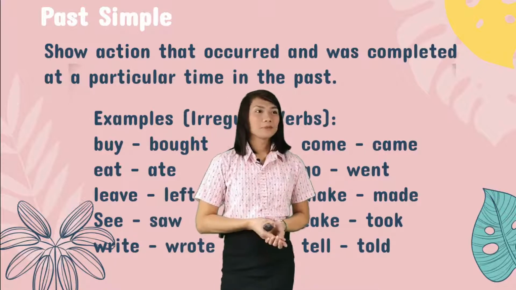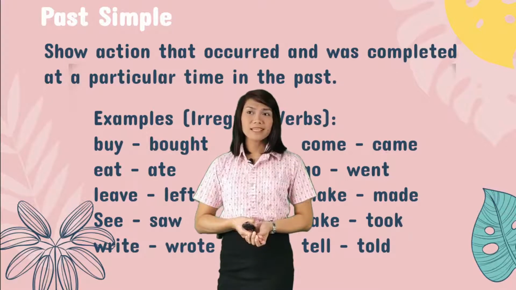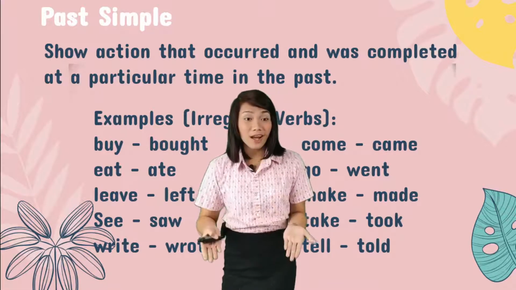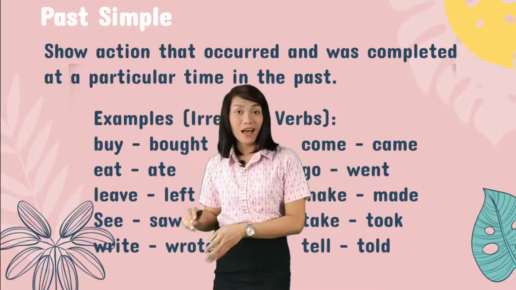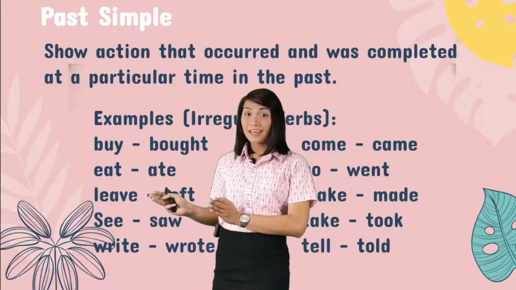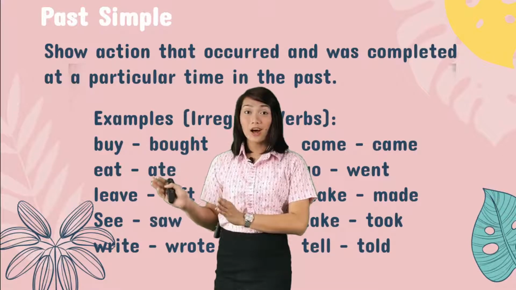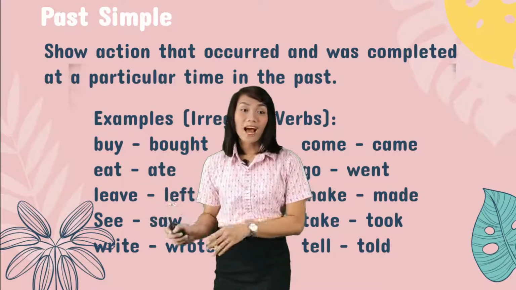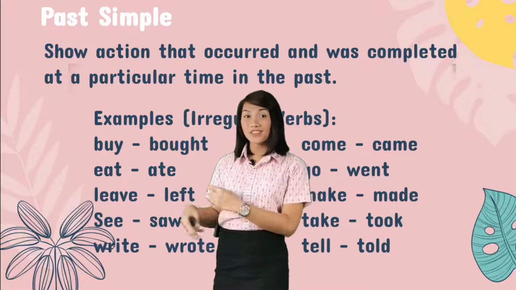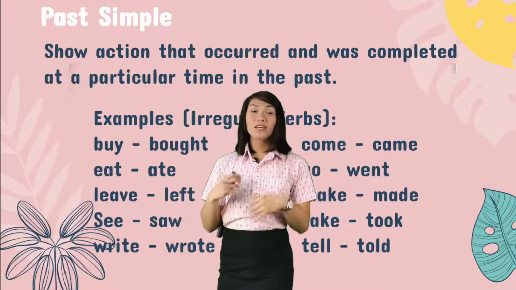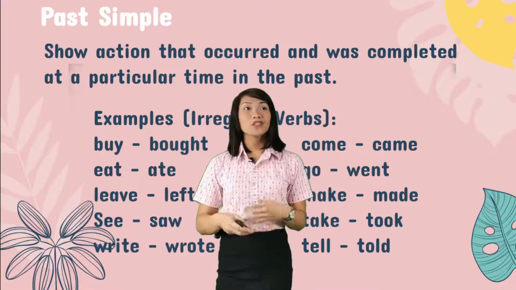For example, how about talk? The past form of talk is talked. So you add ed at the end of the base form. Now, with irregular verbs, we don't add, but we change the spelling. Usually irregular verbs are verbs whose spelling we change.